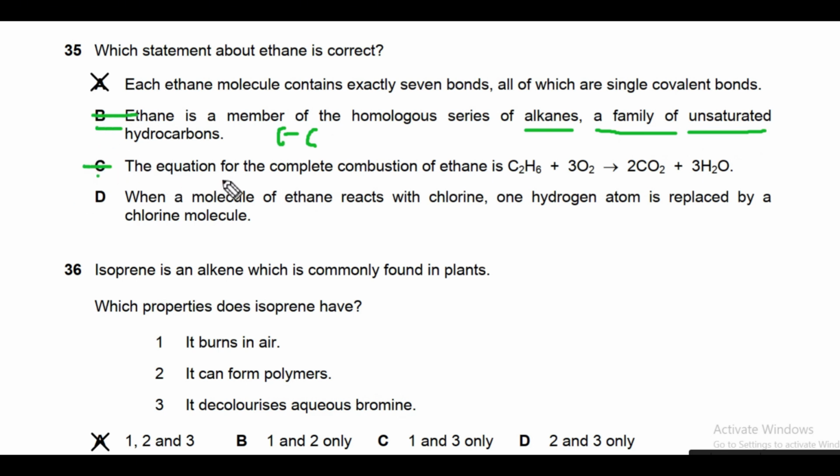C is wrong. Why? The equation for the complete combustion of ethane gives carbon dioxide and water, but here, 2 carbon, 2 carbon, oxygen 2 times 4, 3, 7, but here 6 oxygen, so this is wrong. D: when a molecule of ethane reacts with chlorine, one hydrogen atom is replaced by a chlorine atom, not a chlorine molecule. One hydrogen is replaced by a chlorine atom.